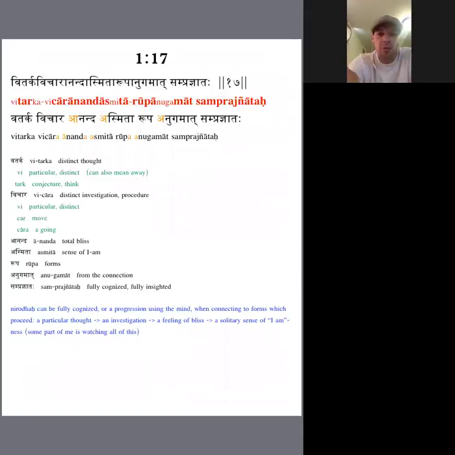by using forms, rupa, connecting to forms. And the first form has thought, vitarka. That then leads to vichara, a sense or a feeling, an exploration. That then leads to ananda, a sort of blissful experience, which then leads to asmita, a sense of I amness. I amness as in I am the witness of even this bliss.